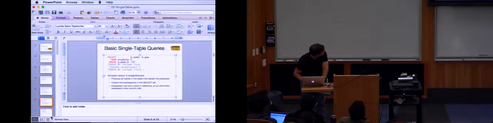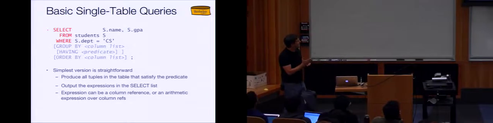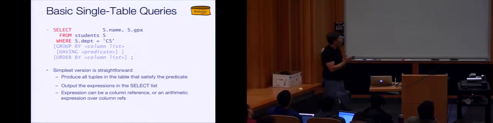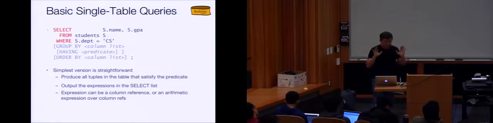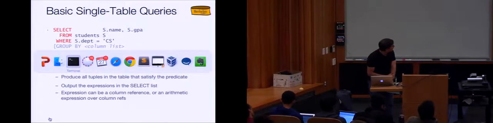There we go. This is finding the computer science students' names and GPAs, right? Get the names and GPAs from the students table where the department equals CS. That's all this was supposed to be. I don't know how that other syntax got in there. And so just for fun, let's try this in a little database I set up.